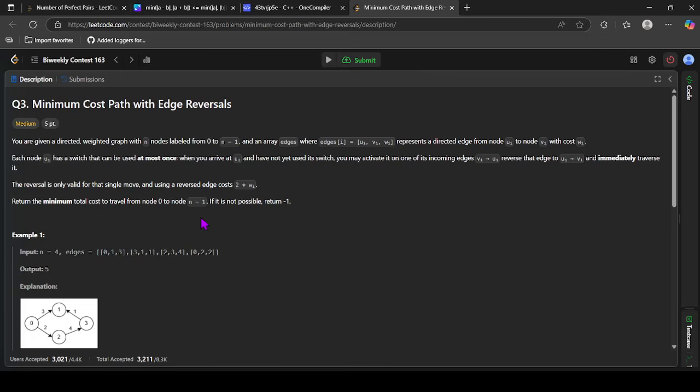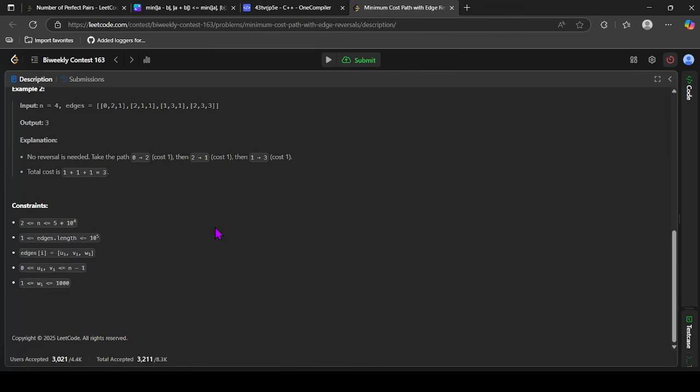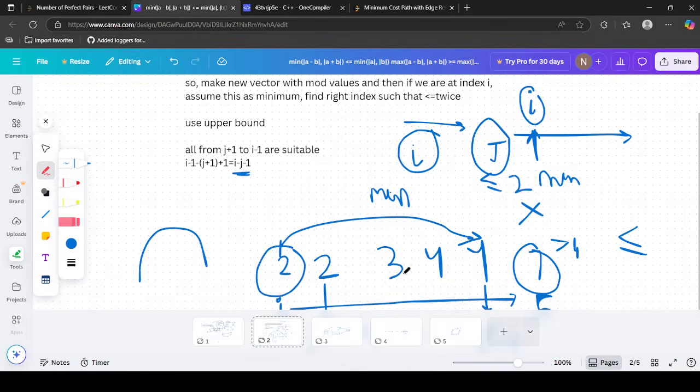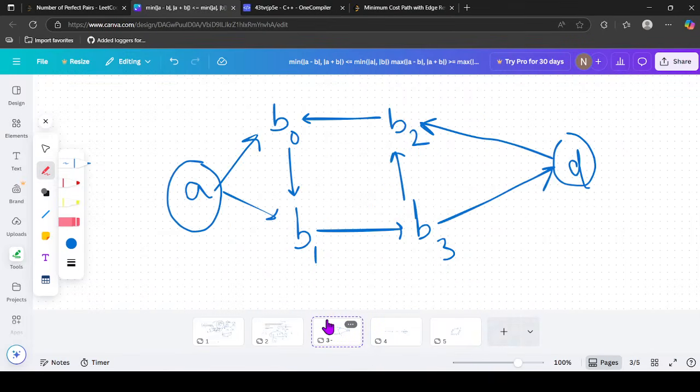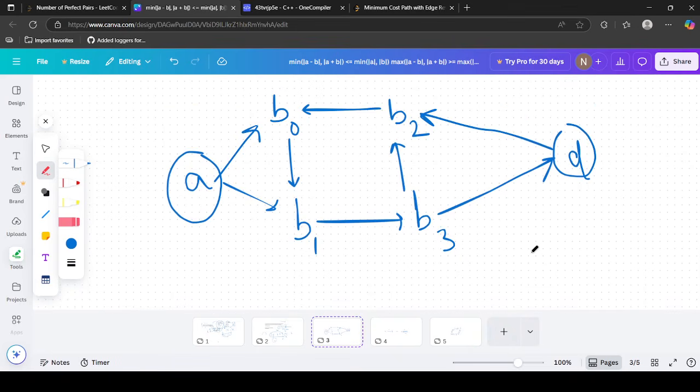Return the minimum total cost to travel from 0 to n minus 1. If it is not possible, return minus 1. The constraints are n is up to 10^5 and w is up to 1000. So from this, if there is no restriction of reversing edges, it is very simple Dijkstra. But here, for every edge we can reverse that edge at most once, and then we can traverse it with twice the initial weight cost.